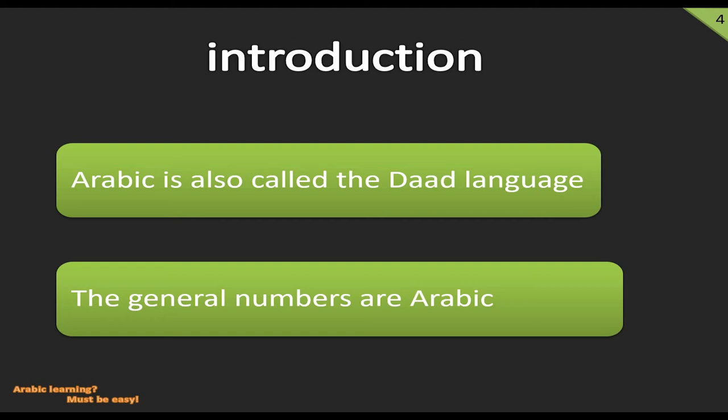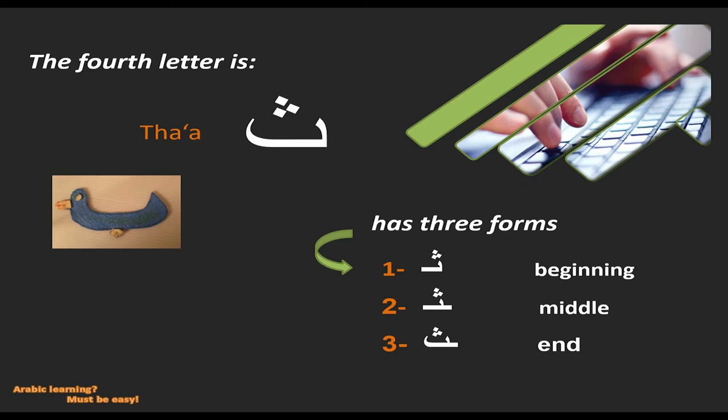Our letter today is Tha. The Tha is written in such a way that it looks like a duck, with the addition of 3 points or arrowhead on top. There is also the explanatory video that clearly shows how to write the Tha.